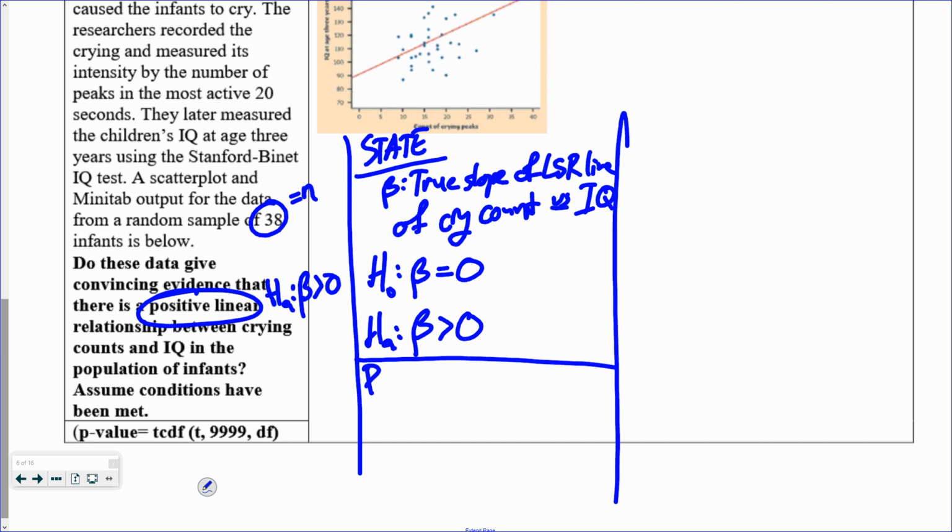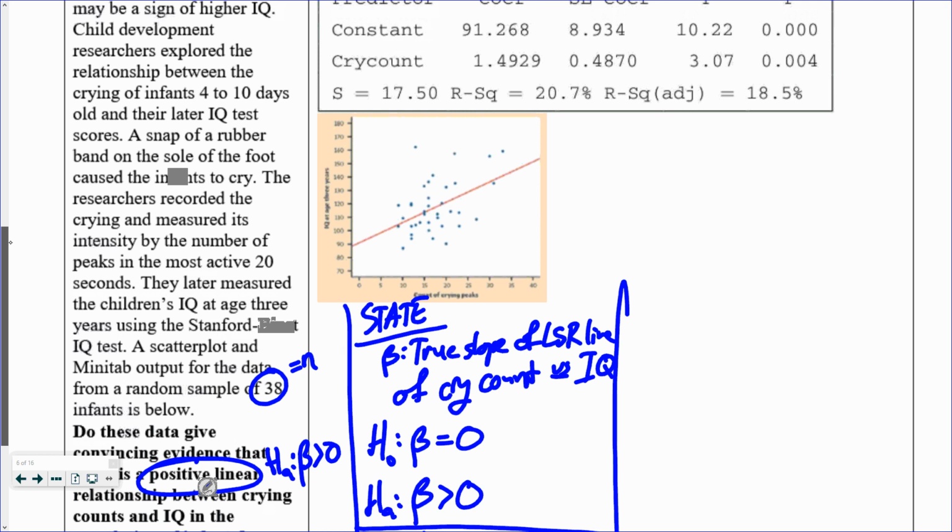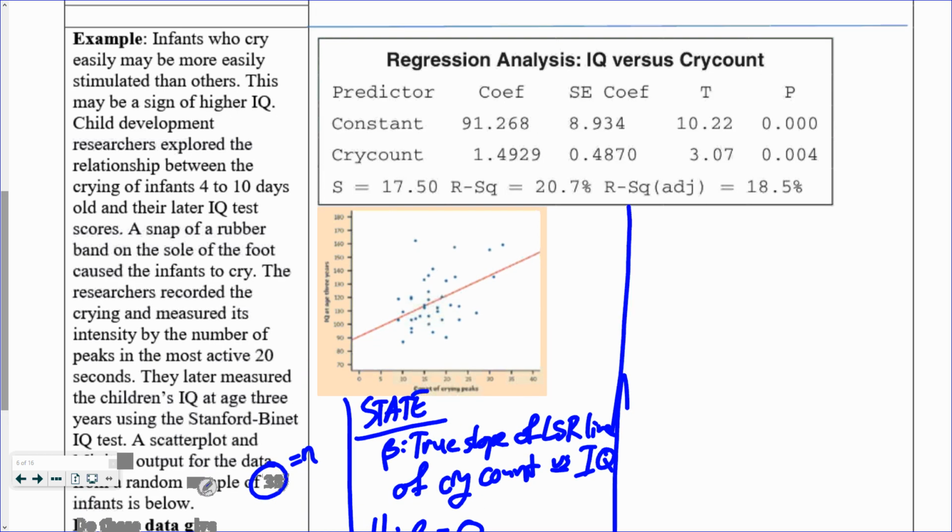Our plan step is even shorter since we've been told the conditions are met. We're going to perform a t-test for beta. And we were told that conditions are met. Oh, happy day. Great. The do step we can do a couple different ways, and I'll show you both ways. We could calculate the t statistic. It would be the observed beta minus the hypothesized value over the standard error of b.